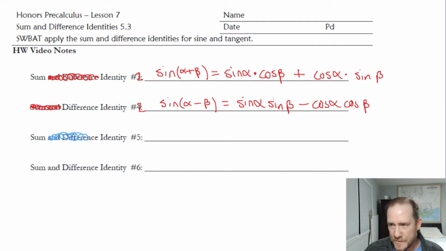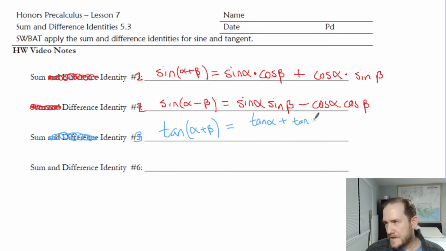But so our sum identity number 3 will be for tangent. It'll be the tangent of alpha plus beta. And after a long derivation, we found that the tangent of a sum expands to be tangent of the first plus tangent of the second. So far I'm liking that. That seems exactly like I would want. Well, no, it's a big fraction. And downstairs is the number 1, and then the opposite sign, so minus. And then it's tangent alpha again, but it's times tangent beta this time.